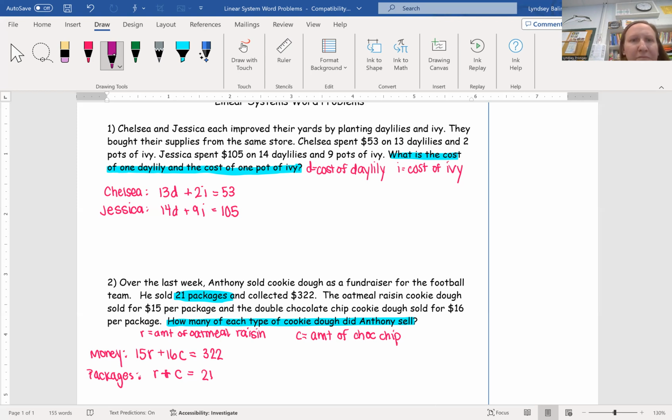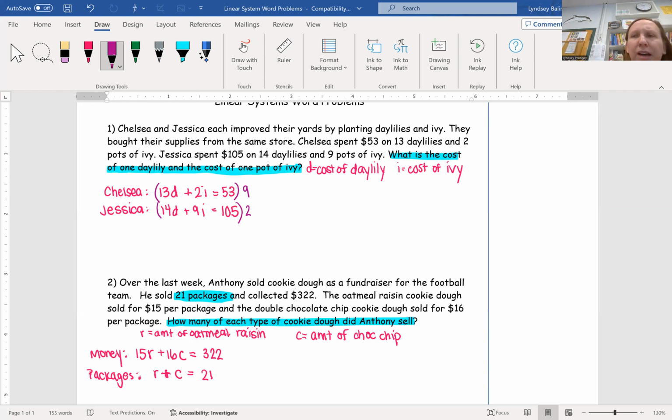Okay, so for number 1, we said elimination is the best one here. I'm going to focus on the I's because my numbers are a little bit smaller. So I'm going to take my first equation and multiply it by 9, and I'm going to do my second equation and multiply it by 2. And I'm actually trying to think. Let's see what happens. I know normally I like opposites, but let's look at what happens here.